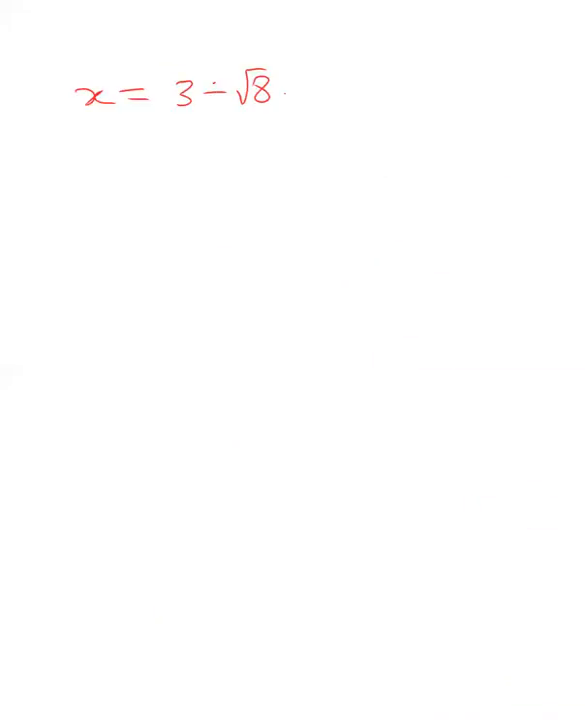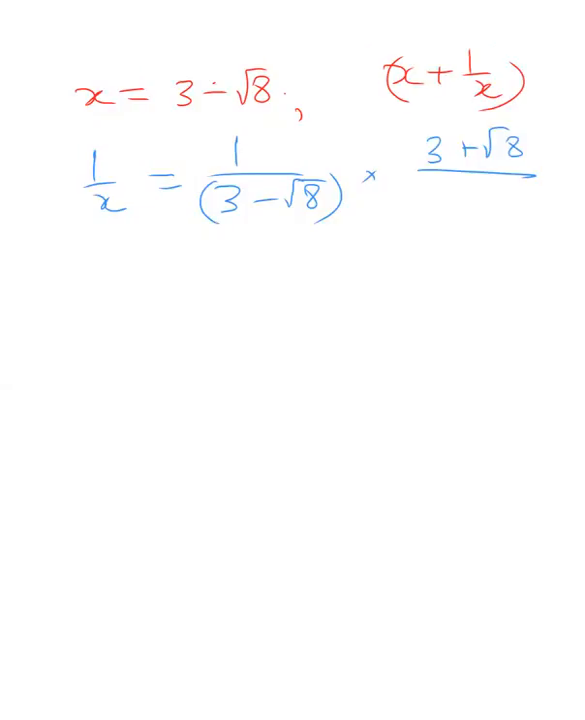X is given as 3 minus root 8, right? इस तरह के क्वेश्चन में what you have to do, जो मैंने अभी conjugate की बात करी ना, this conjugate is very important in these cases, as we have to add x with 1 by x. So why not find 1 by x first, right? So 1 by x is 1 upon 3 minus root 8, and we know that the conjugate of this is 3 plus root 8. So multiply and divide with 3 plus root 8.